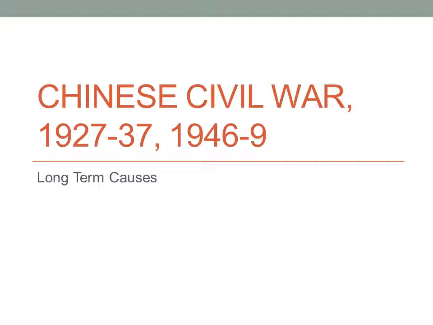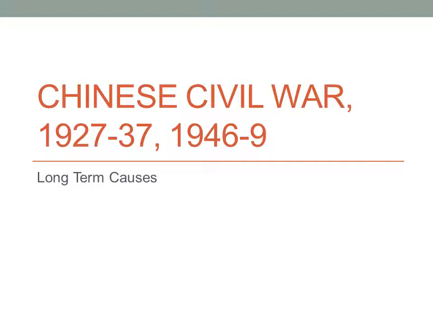As you already know, I'm sure, the Chinese Civil War was fought between the communists, led by the Chinese Communist Party, and the nationalists, led by the Kuomintang. And so it began in 1927 and was fought for a decade.